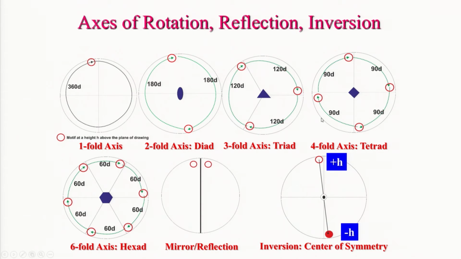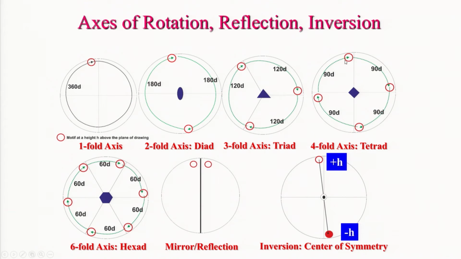Now, you have the four-fold axis of rotation, which we call a tetrad, and this is the symbol of a tetrad, a square, and this is the starting motif. The repeat angle is 360 divided by 4, that is 90 degrees. After 90 degrees, this comes here, another 90 degrees it comes here, and this open circle is rotated another 90 degrees. So, with this starting motif, the operation of four-fold axial rotation has produced 3 additional motifs.